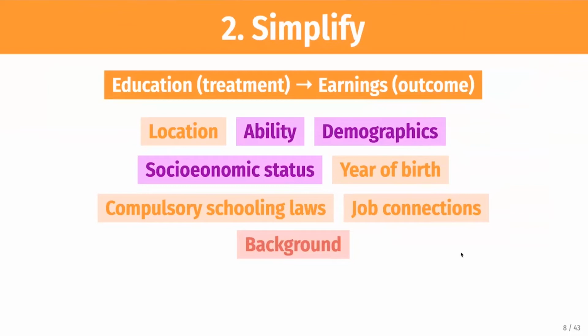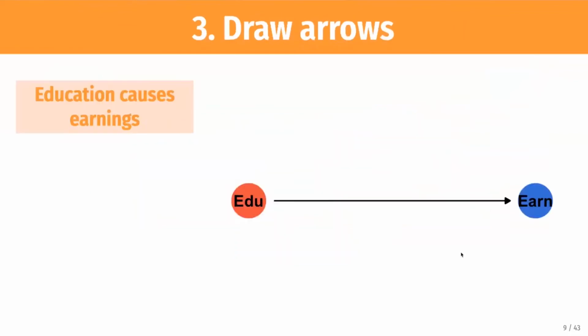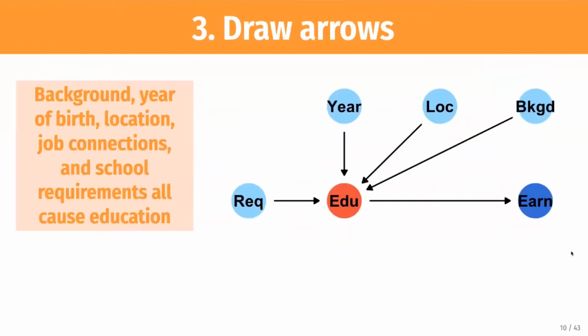Then we can start drawing arrows. So here we say that education causes earnings. So we can see there's an arrow between these two nodes. Each of these dots here is called a node in a graph. So we're just saying education causes earnings. The arrow means it has a causal relationship. It's not associated, it's actual causation. So that's what we're trying to measure here. But all of these other things cause education. So your background, your location, the year you're born, required schooling, that all causes education. And so they also point into that education node like that.